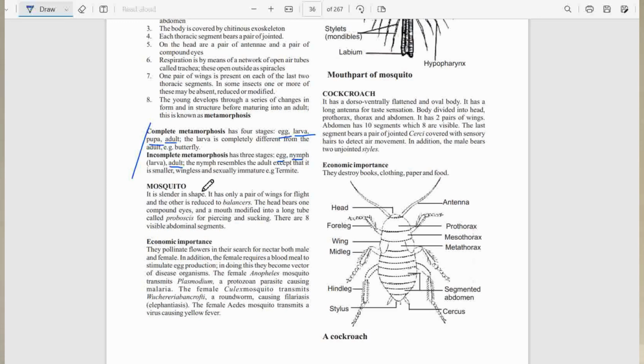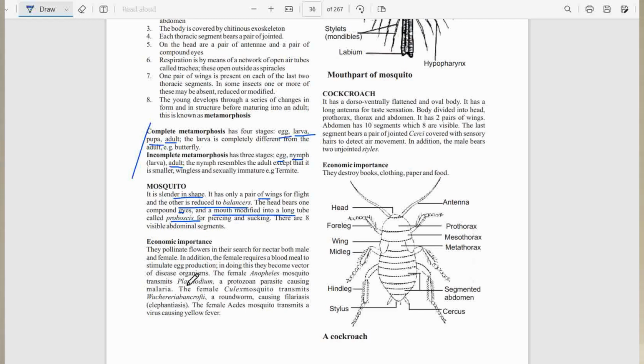So let's begin with the mosquito, for example. The mosquito is slender in shape. It has a pair of wings for flight, and the other pair is reduced to balancers. The head bears compound eyes, and the mouth is modified into a long tube called the proboscis, which is used for piercing and sucking. And there are 8 visible abdominal segments.